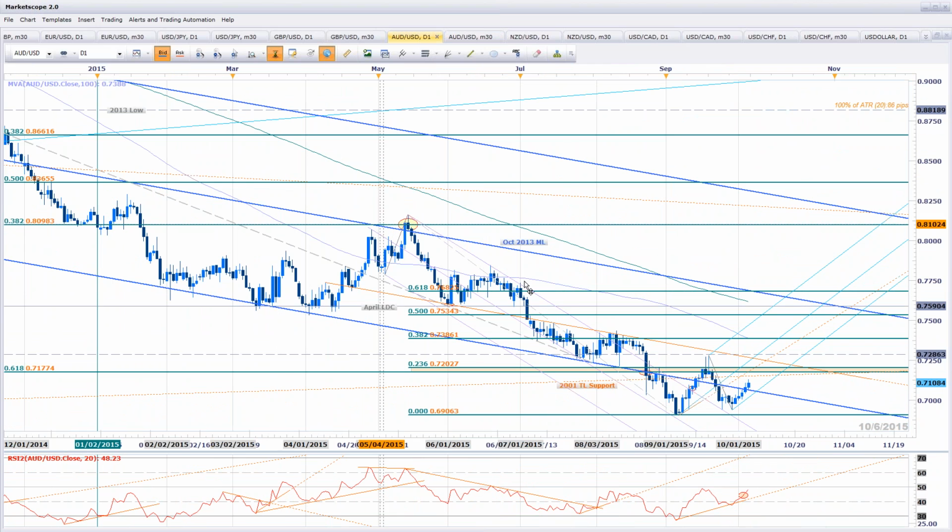Support, support, resistance, support, break. Here we are back above it. Key region 72, 71, 77 is going to be a longer dated critical resistance we'll be looking for here on the Aussie.